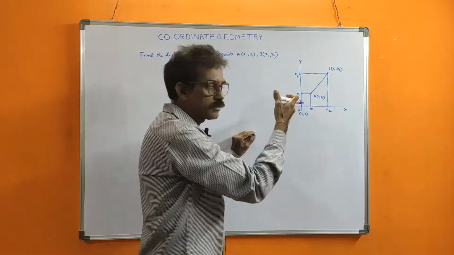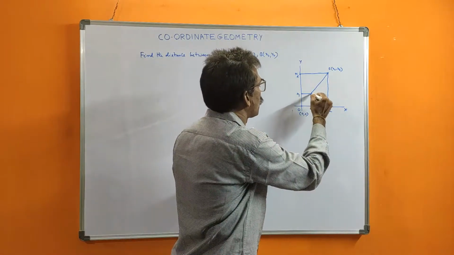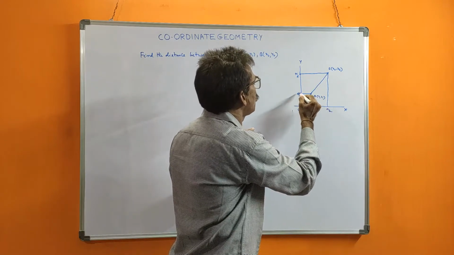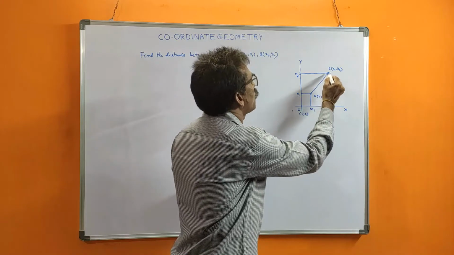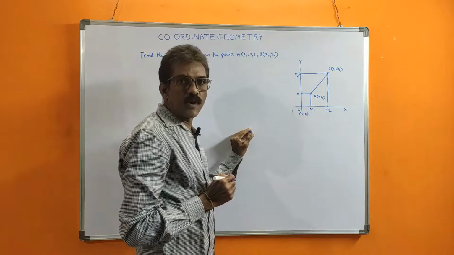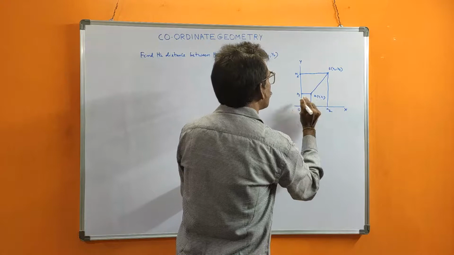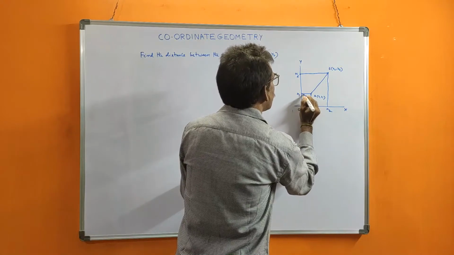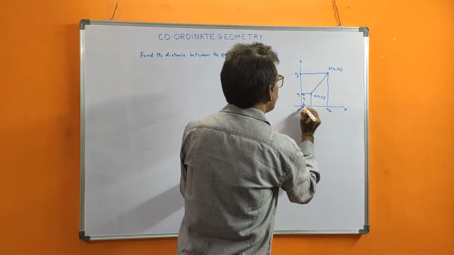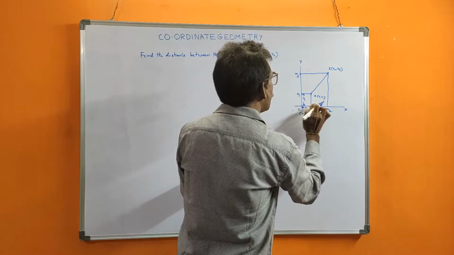Understood now? Because to measure the coordinates we should draw the horizontal and vertical lines. From this point one perpendicular onto x axis, one perpendicular onto y axis. From this point also one perpendicular onto x axis, one perpendicular onto y axis to find the distances. Now you see, this is the y length, so this becomes y1. This distance is x1.